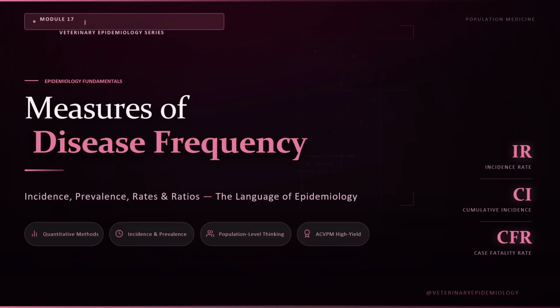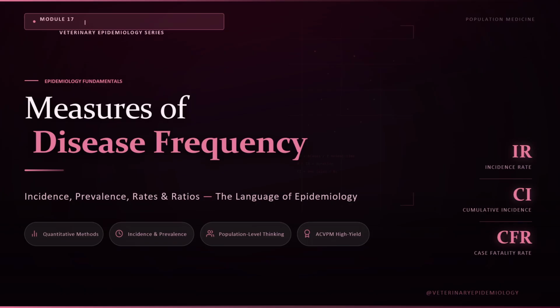So over the next few minutes, we're going to build that foundation together step by step. We'll start from first principles, work through the math, look at real veterinary examples from dairy and feedlot settings, and I'll flag every major ACVPM exam tip as we go. We'll keep it conversational. This isn't a lecture. It's a study session between colleagues. So let's get started. Grab your notes, grab your coffee or tea, and let's go.